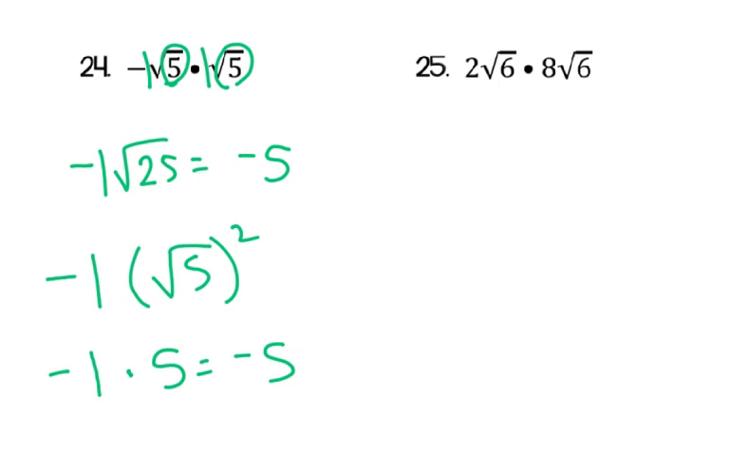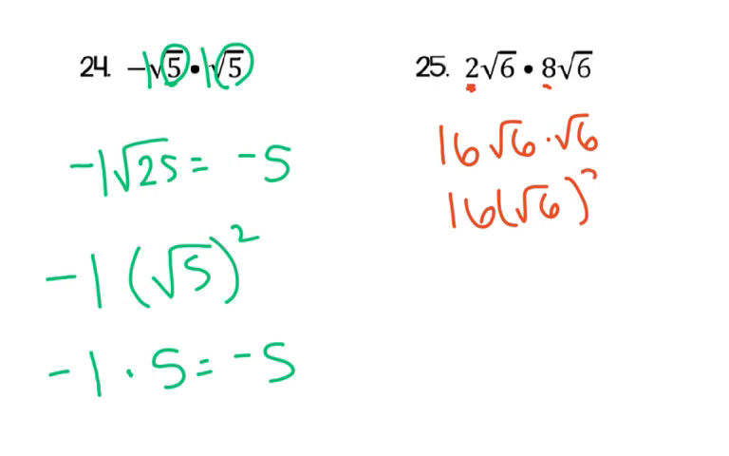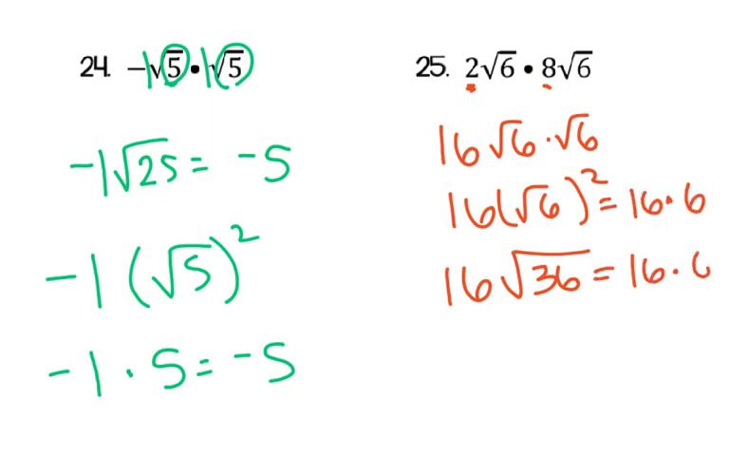Okay, number 25, I'm going to do 2 times 8, so that's 16, and then I'm going to have square root 6 times square root 6. So you can say 16 and then square root 6 squared, or you could say 16 times the square root of 6 times 6, which is 36. But no matter which way you do it, you're going to have 16 times 6, and so then you'll just figure out what that is. And so I'm getting 96 for that.